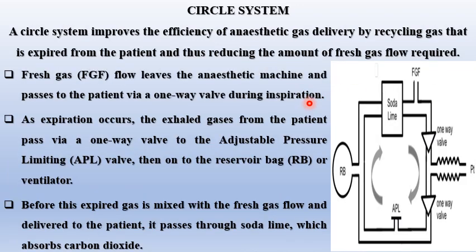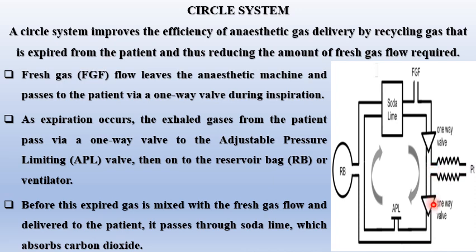Circle system. A circle system improves the efficiency of anesthetic gas delivery by recycling gas that is expired from the patient and thus reducing the amount of fresh gas flow required. Like here, we will see. Fresh gas flow leaves the anesthetic machine and passes to the patient, here, through a one-way valve, which allows flow of gas only in one direction to the patient, expiration again.